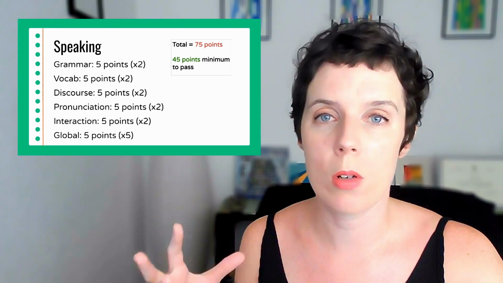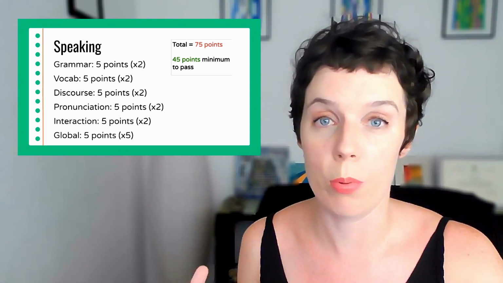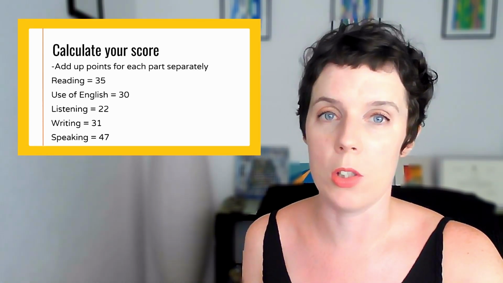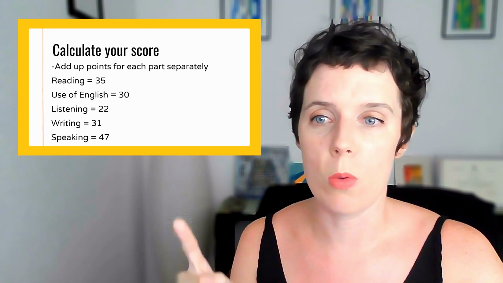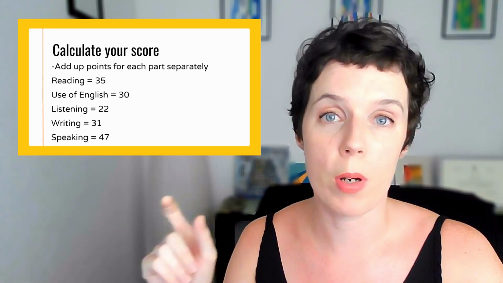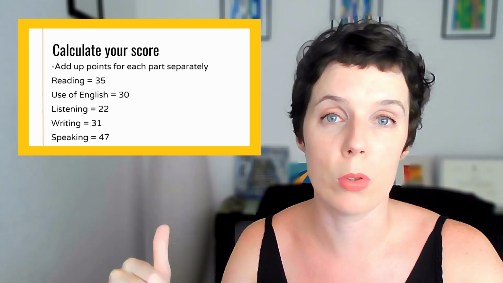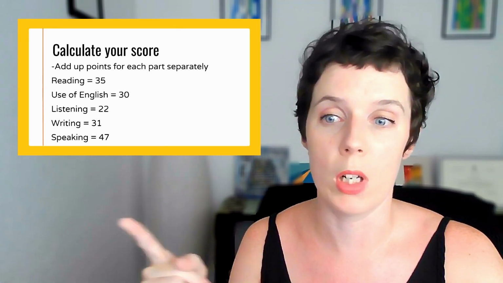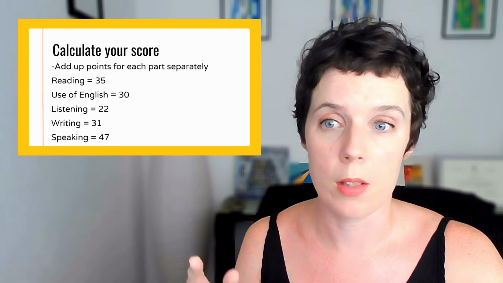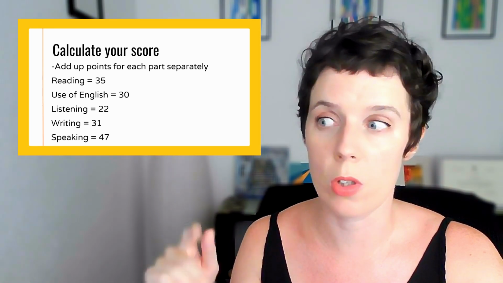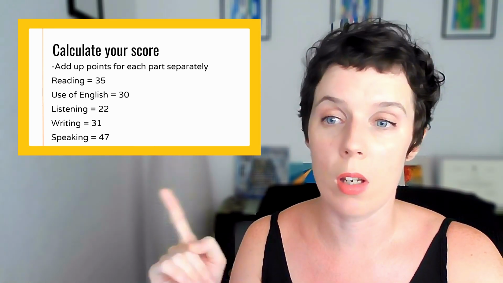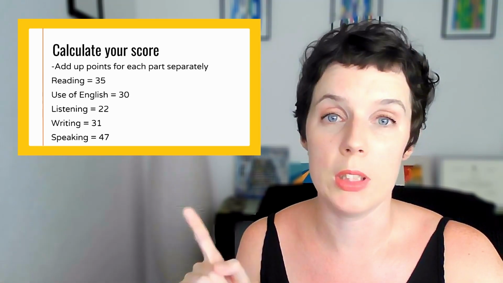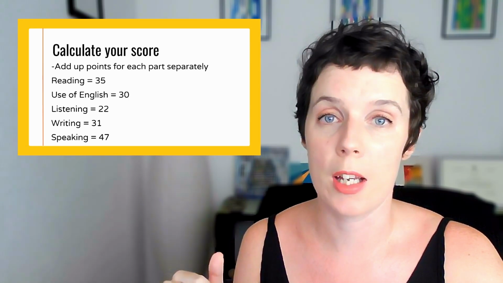Okay, so once you know what's included and how to mark your practice exam, now you need to calculate your score. So how exactly do you do that? The first thing you're going to do is add up the points for each part separately. Add up all your reading points, your use of English, your listening, your writing, your speaking. Make a list first of all. So let's say you get 35 in reading, 30 in use of English, 22 in listening, 31 in writing, and 47 in speaking. You've got that list there.